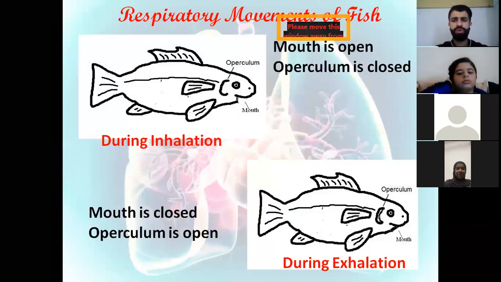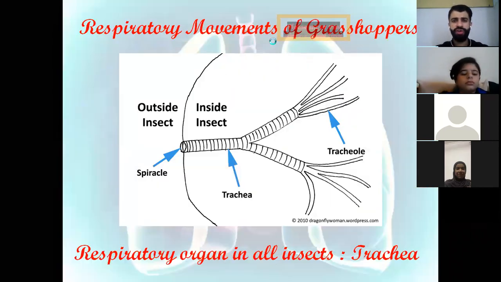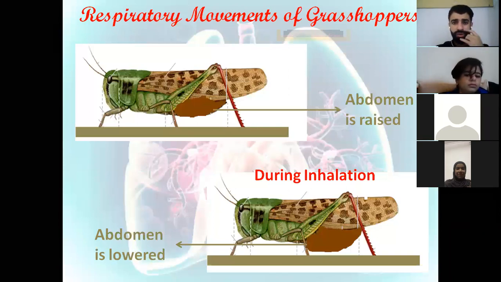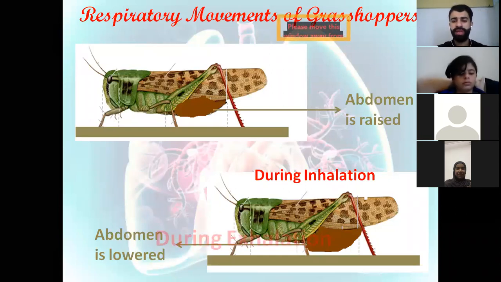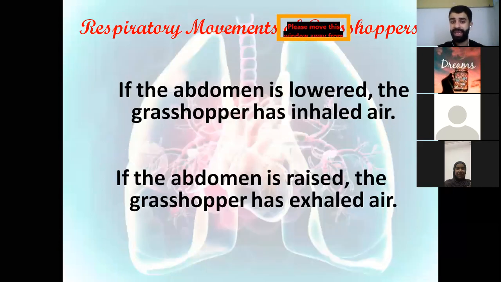So I'm going to make a quick revision of what we have explained today. First, we talked about the respiratory organs, starting with the mammals, which have lungs. We said that when the abdomen is raised, we are talking about exhalation in the grasshopper. When the abdomen is lowered, we are talking about inhalation.